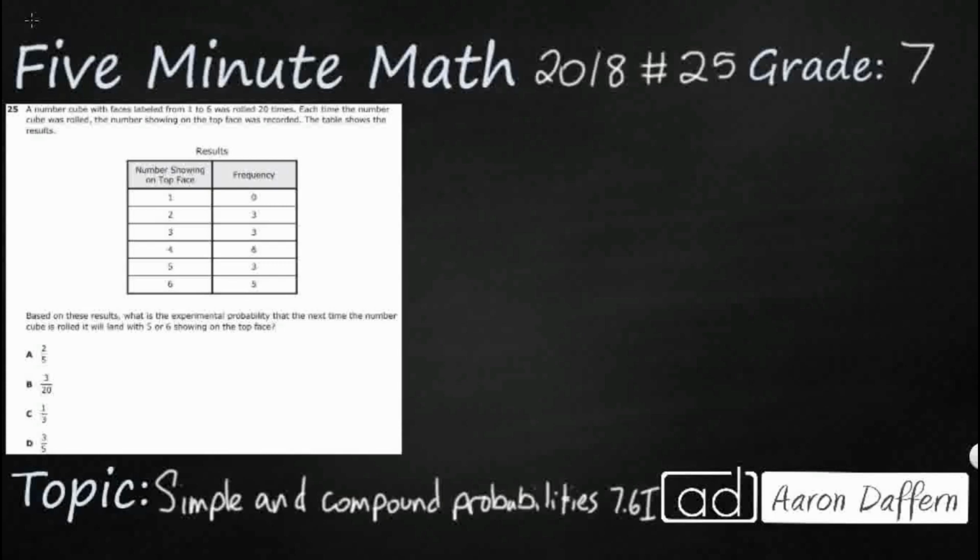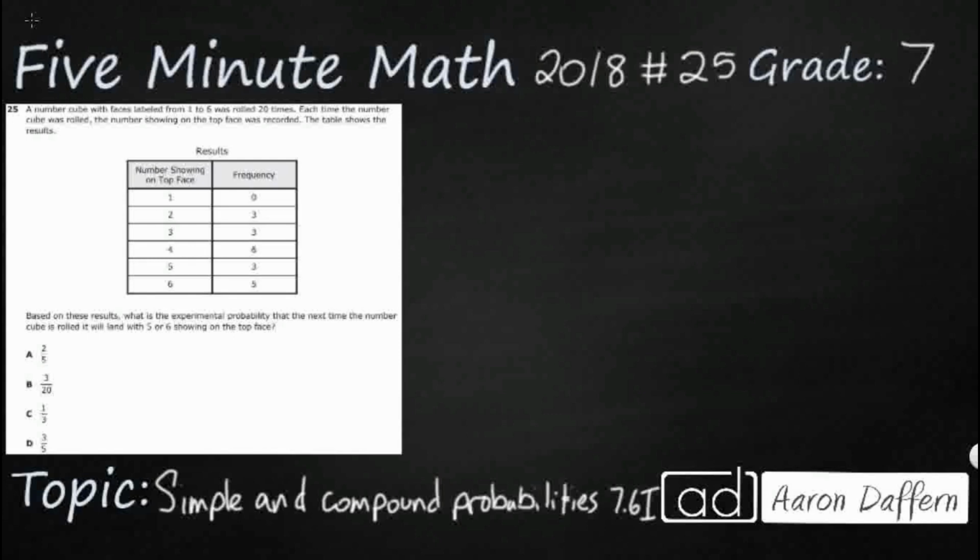Today we are looking at the 7th grade concept of simple and compound probabilities. This is standard 7.6i in the great state of Texas, and we are using item number 25 off the 2018 released STAAR test. If you have not done so already, please go ahead and take a moment to pause the video, work this problem out on your own, unpause it, and then we will look at our answers together.